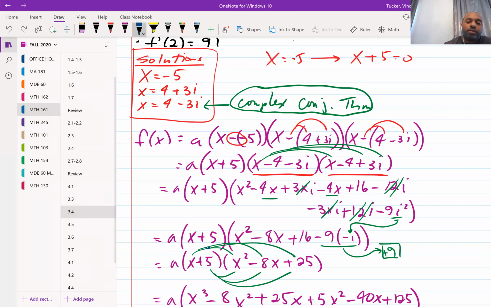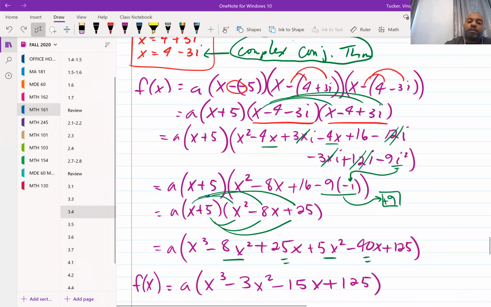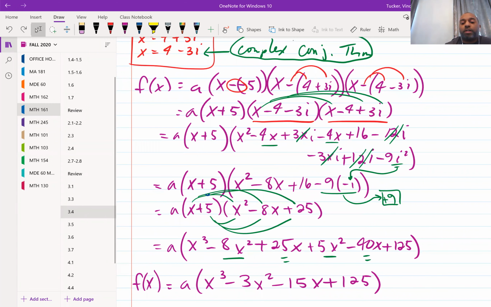Go ahead and distribute. X times x squared will be x cubed, and you see -8x squared plus 25x. Distribute the 5: x squared minus 40x plus 125. Combine your like terms. -8x squared plus 5x squared gives you -3x squared. Then 25x minus 40x gives you -15x.